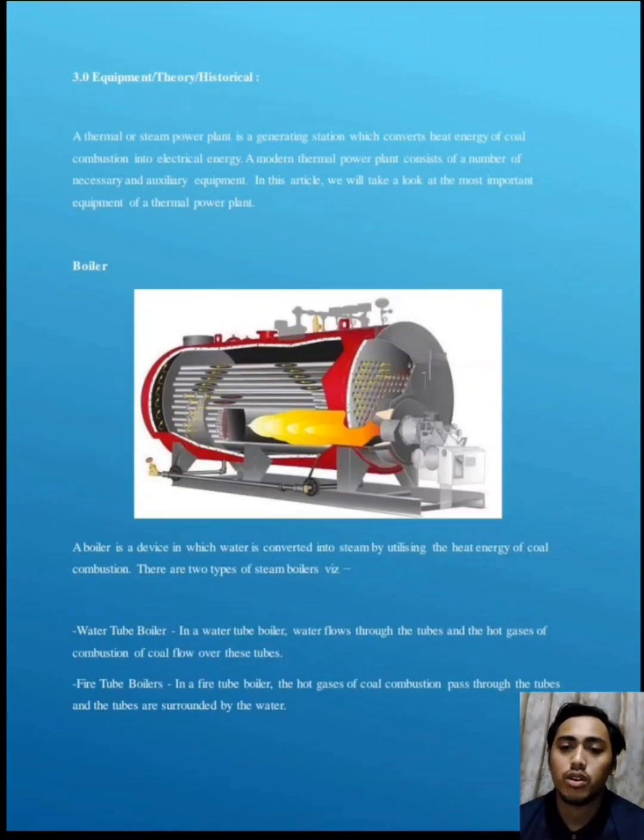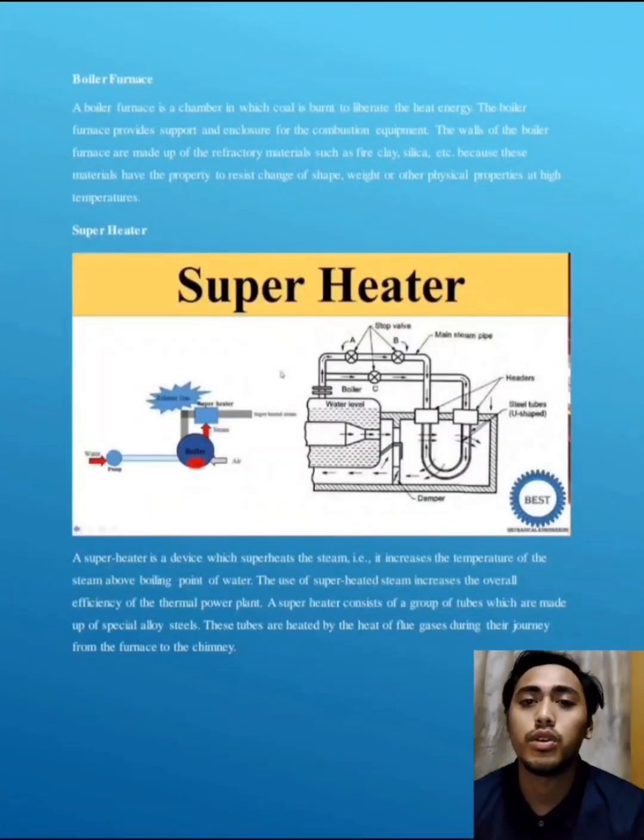There are 2 types of boilers. The first one is the water tube boiler. In a water tube boiler, water flows through the tubes and the hot gas of combustion of coal flows over the tubes. Fire tube boiler. In a fire tube boiler, the hot gas of coal combustion passes through the tubes and the tubes are surrounded by the water.